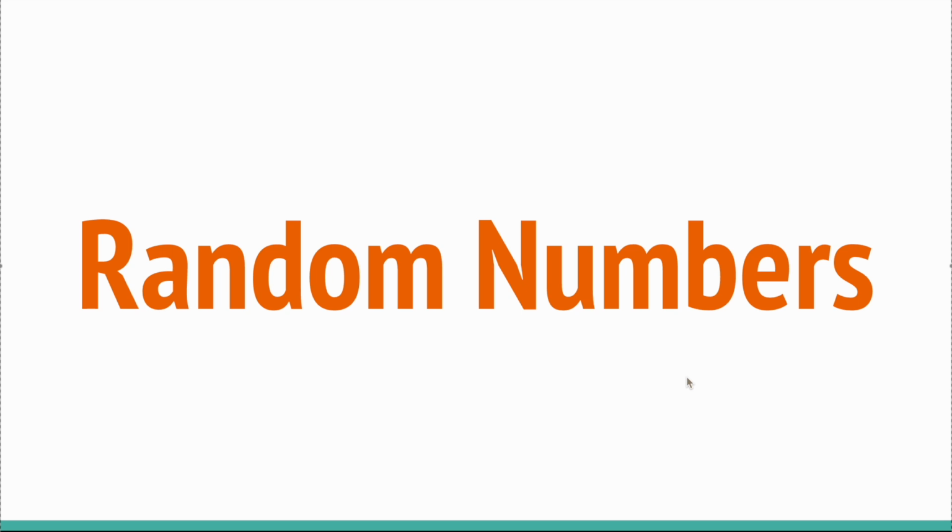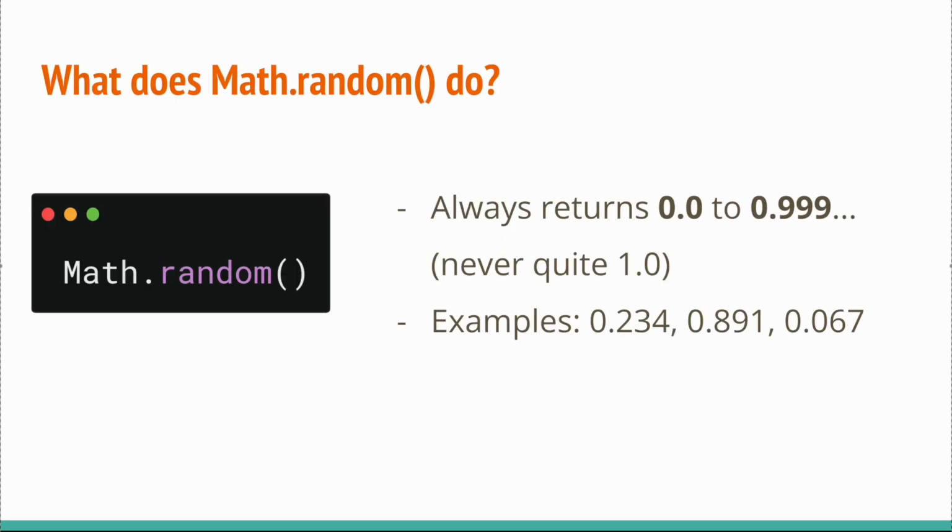Now random numbers. So before we get into things, let's first understand what math.random does, and this is like the basic building block of creating random numbers. Math.random always returns a double from 0.0 to 0.9 repeating, so never quite reaches 1.0. Some examples are 0.234, 0.891, 0.067, etc.